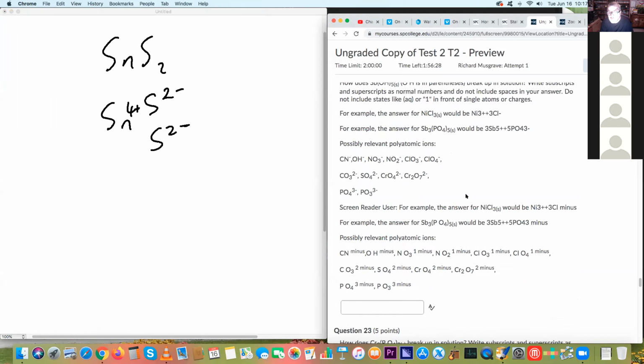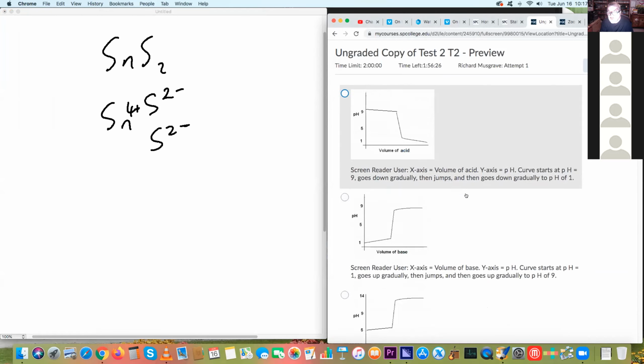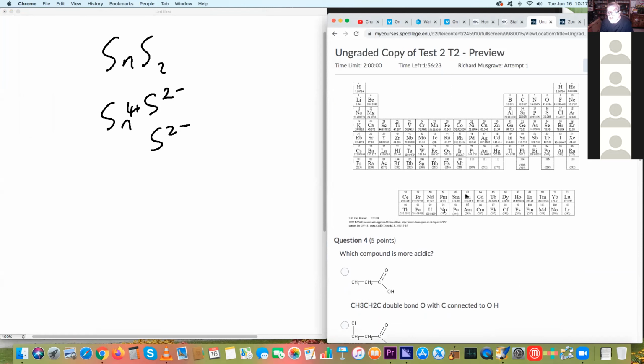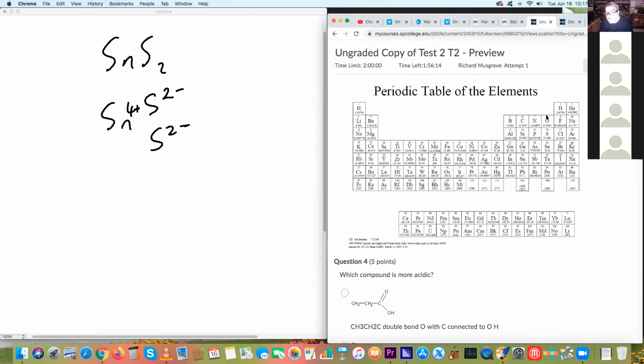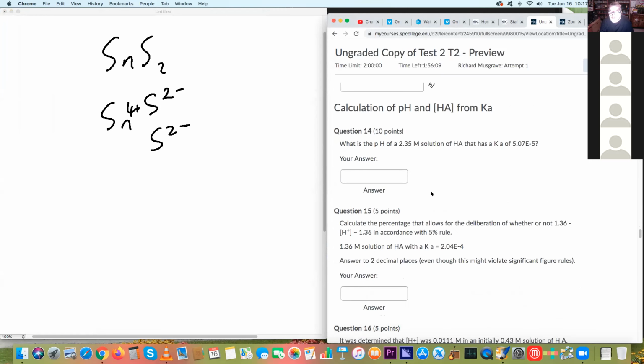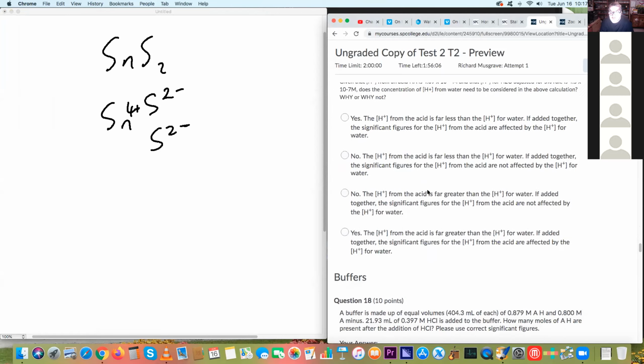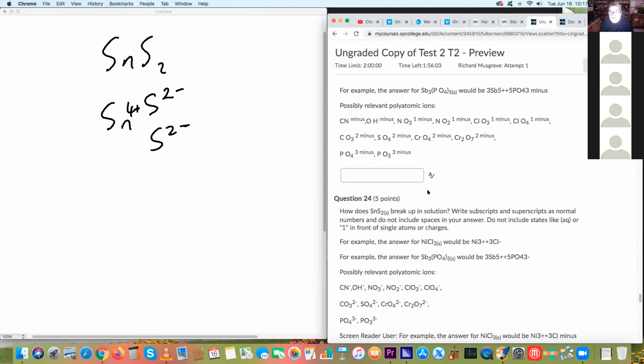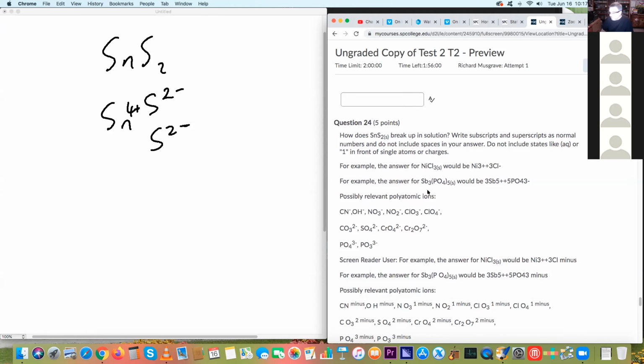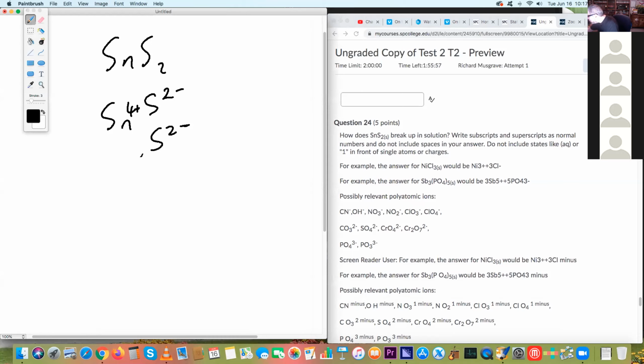Well, you'd have to look at the periodic table, which I think I have got one in here. There it is. And sulfur is in group 6, which is here, which means that the charge on everything in that group is going to be -2. So you'd have to know that. But I see that as more intro to chem than anything else. So the answer there would be SN4 plus 2S2 minus. That's where that comes from.